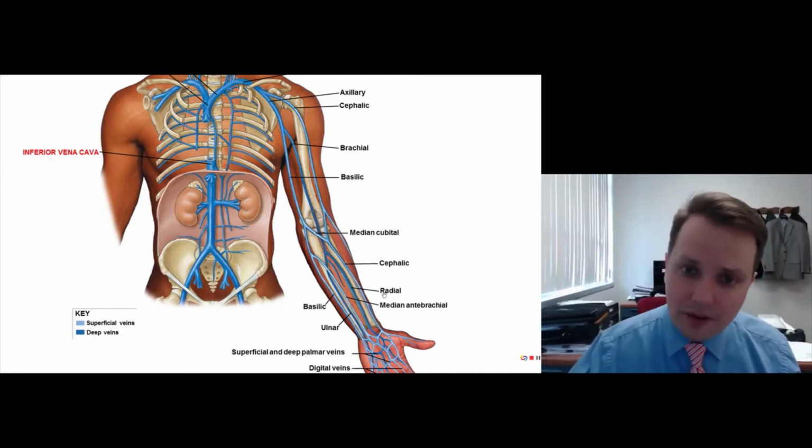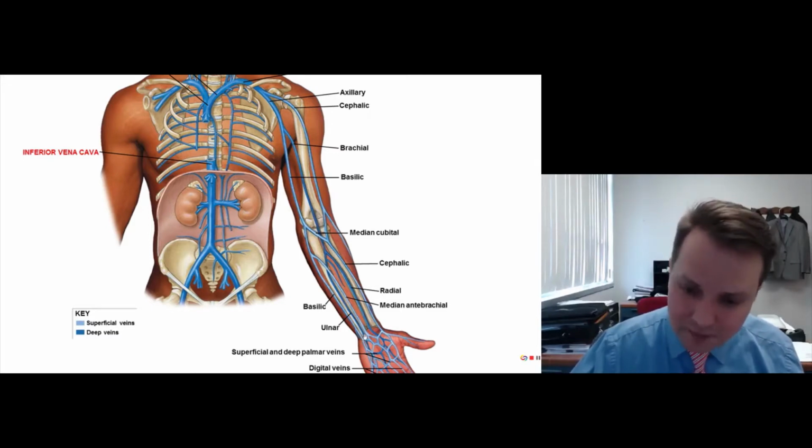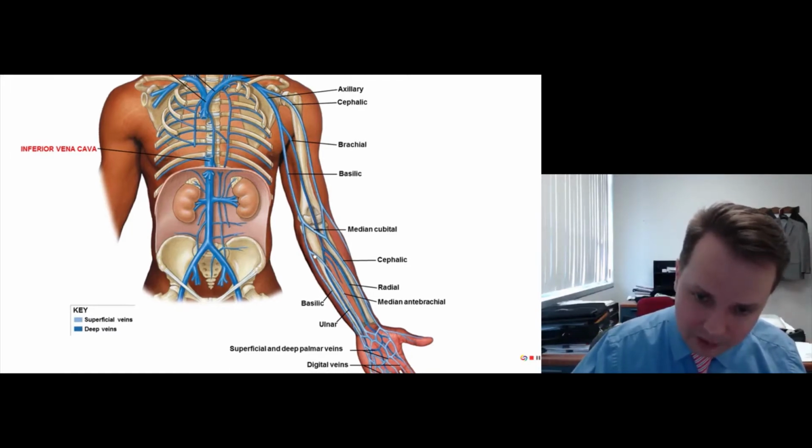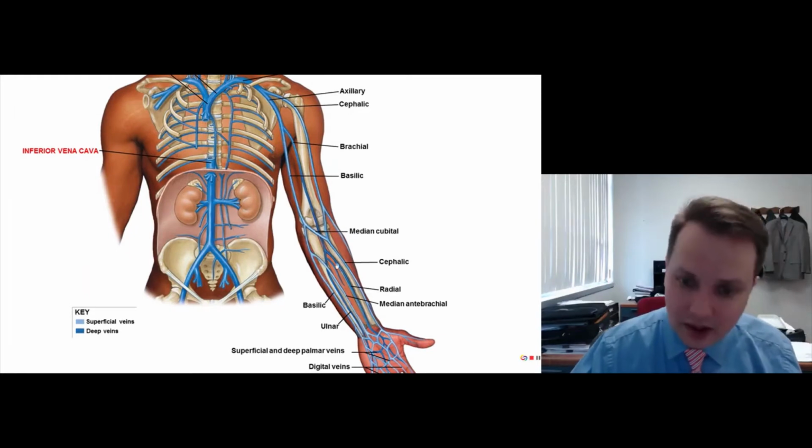Then what we're going to be able to do with the superficials is take a median antebrachial and pair that to the basilic here. And then to connect the cephalic to the basilic is median cubital.